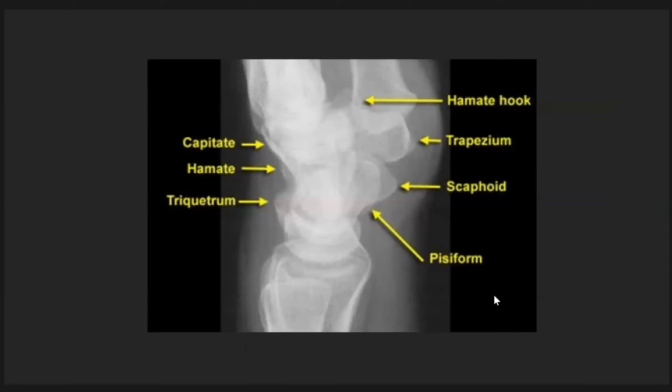Here, this is a normal lateral view. This is the dorsal aspect of the wrist, and we see the capitate, hamate, and the triquetrum. And in the volar aspect, we see the pisiform, the scaphoid, and the trapezium. And here we see the lunate on the radius.